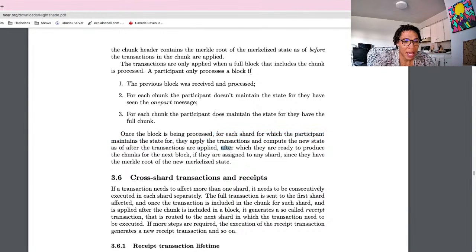Okay. After that, they are ready to produce the chunks for the next block if they are assigned to any shard, since they have the Merkle root of the new Merkleized state. Okay, so they only process it if all those things are true, but they only have the old state to do so. They take the old state, see if those things are true, do the state transition, and then they're ready to produce the chunk for the next block.